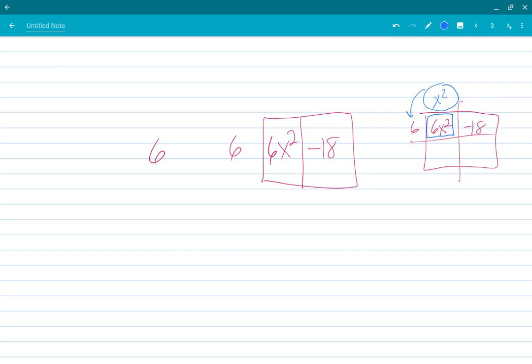X squared, right? All right, and what number times 6 equals negative 18? 3. Yeah, and it's a negative 3 too. So put the negative, right? So this is what they're asking for.